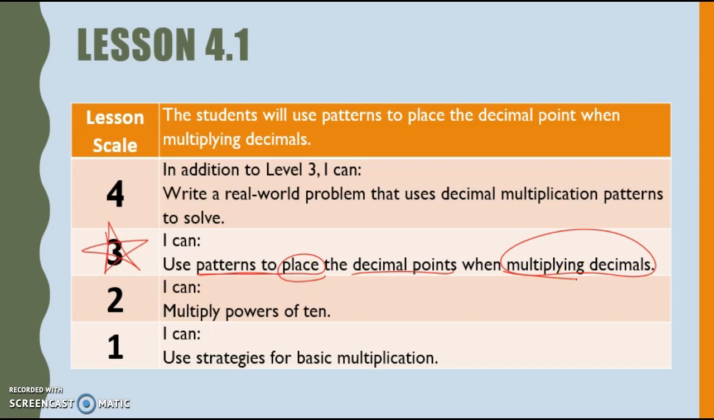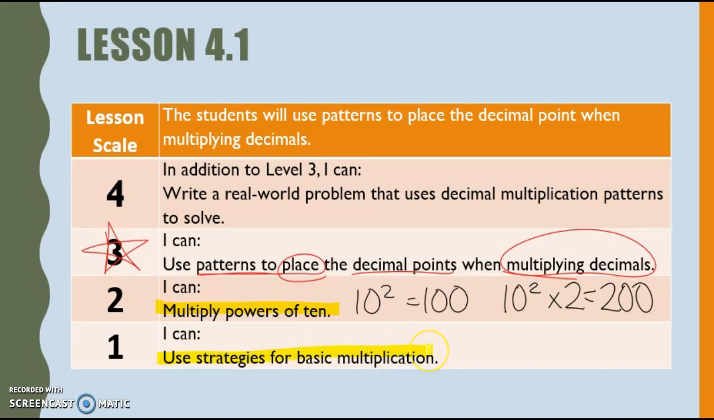Now, what's important is that you understand what you already need to know how to do in order to begin this lesson. I must be able to multiply powers of 10, which means I need to understand that 10 to the second power is 100. So if I had 10 to the second power times 2, I need to know that that is 200. I also need to know strategies for basic multiplication, which means I need to know that 6 times 8 is 48. I need to know my math facts.